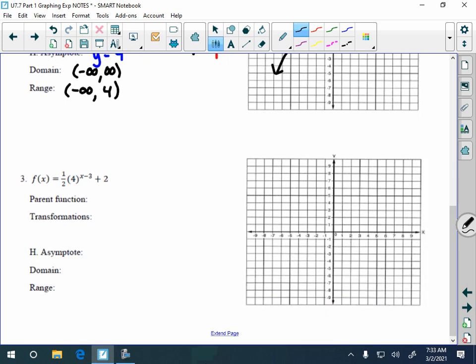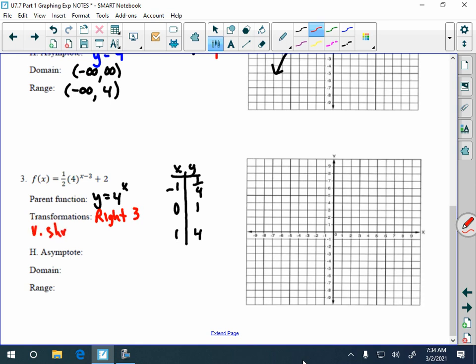All right, number 3. Okay, let's get our XY table. Negative 1, 0, and 1. Parent function, y equals 4 to the x. Plugging our x values in, we're going to get 1/4, 1, and 4. Our transformations look like right 3, vertical shrink by 1/2, and then up 2.